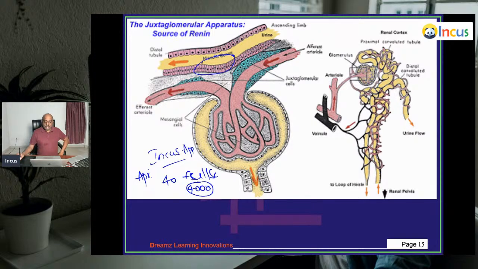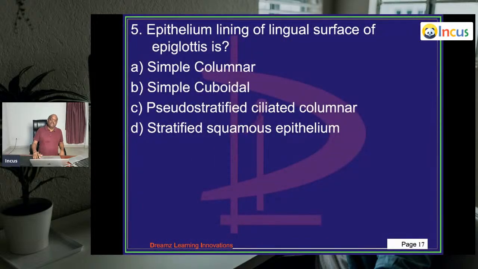So this is the macula densa, the efferent arteriole, and these are called juxtaglomerular cells. This is the afferent arteriole, and these are the mesangial cells. So now you know the structure of the juxtaglomerular apparatus, which will be asked by the examiner.